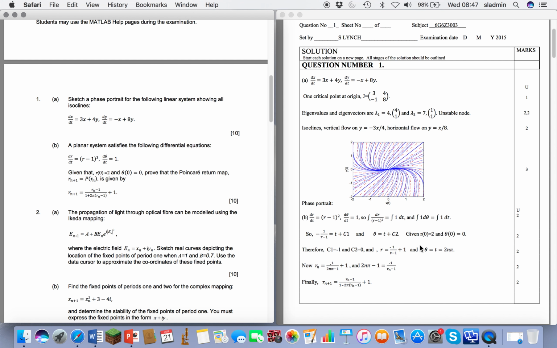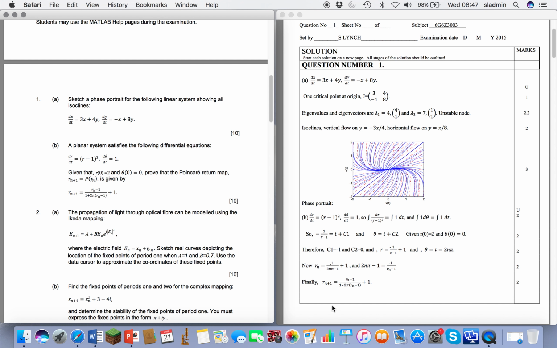But we also know, because this is a Poincare return map, theta is the same as t from here, and that will be equal to 2n pi, because we need 2 pi returns to get the Poincare map. Now r subscript n, so theta, remember, is 2n pi, is equal to this expression, so r subscript n plus 1 is -1 over 2, and then n plus 1 pi minus 1.